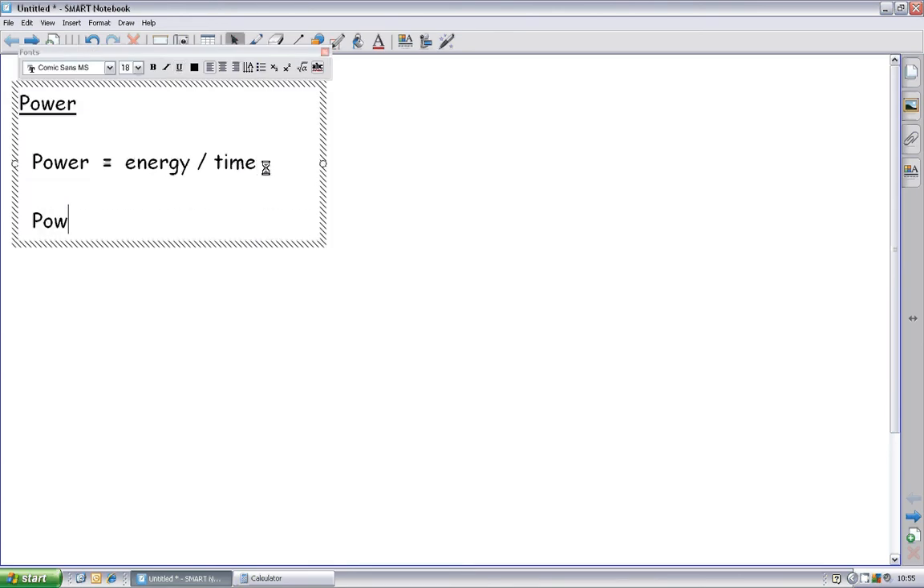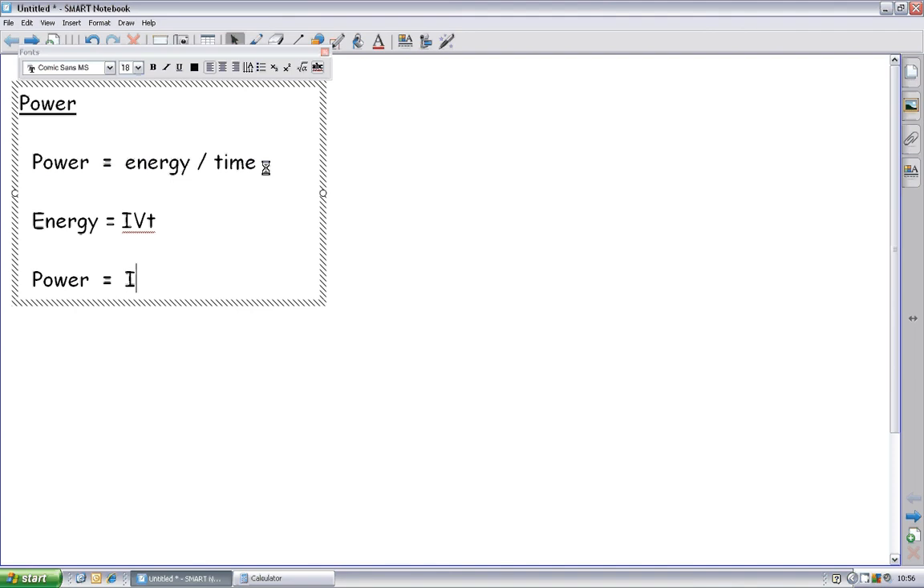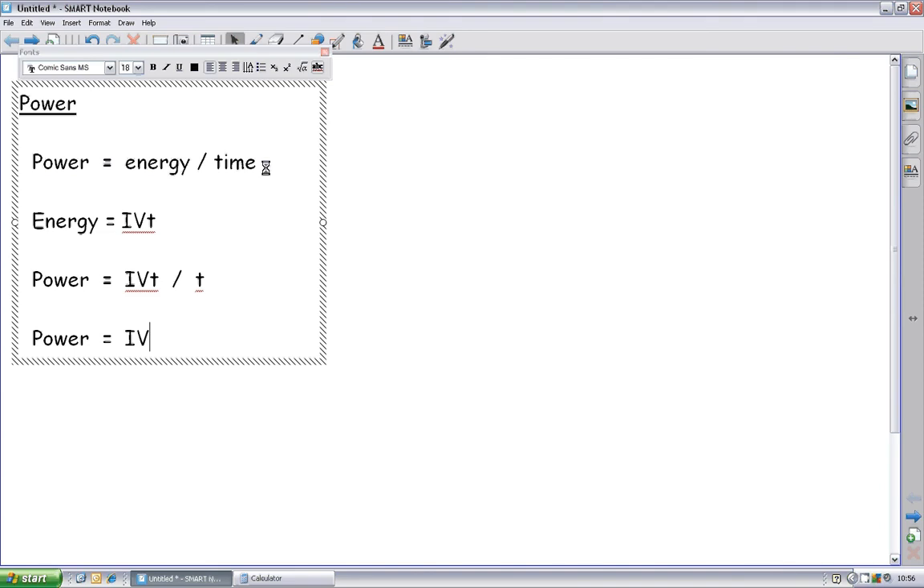But we know from our last video that energy is equal to I multiplied by V multiplied by T. So if energy is I multiplied by V multiplied by T, then power is equal to I multiplied by V multiplied by T, and then all divided by T. Now, if you're super hot at maths, you should be able to see that that is equal to I times V. But just learn that P equals IV.